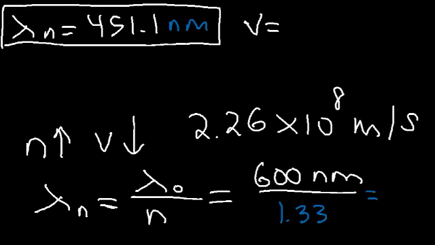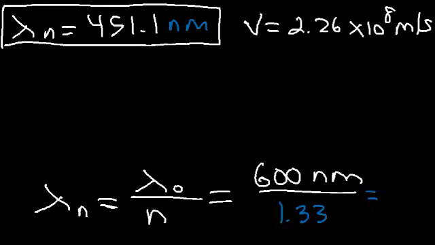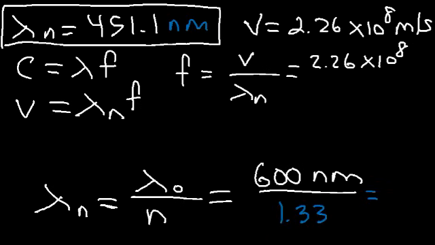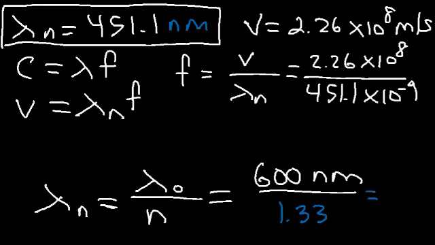And the speed is now 2.26 times 10 to the 8. So what we're going to do is calculate the frequency. Using this equation, we know that the speed of light is the wavelength times frequency. Now we have to use not the speed of light in a vacuum, but the speed of light in water, which is v, and the wavelength in water, which is lambda n, times frequency. So the frequency is going to be v divided by lambda. The speed of light in water is 2.26 times 10 to the 8 meters per second, and the wavelength of light in water in this example is 451.1 times 10 to the negative 9 meters. If we divide those two numbers, we're going to get 5.01 times 10 to the 14 hertz.